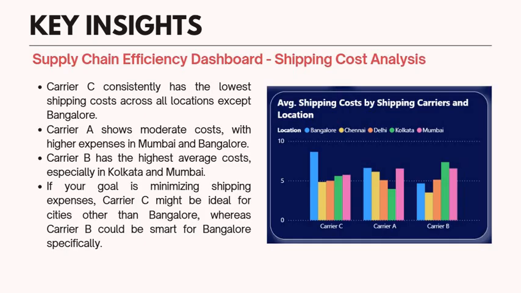Next comes carrier A. Carrier A also shows moderate cost, with higher expense in Mumbai, which is shown by pink color, and Bangalore, which is shown by blue color. Carrier B has the highest average cost, especially in Kolkata and Mumbai. So if your goal is to minimize the shipping expenses, carrier C might be ideal for cities other than Bangalore, whereas carrier B could be a smart option specifically for Bangalore.